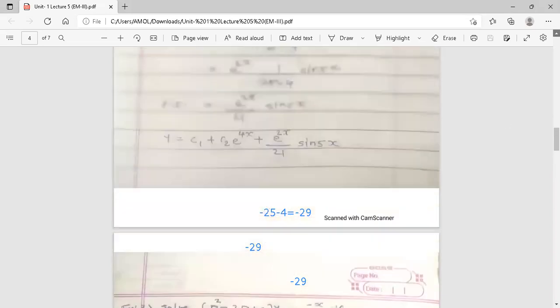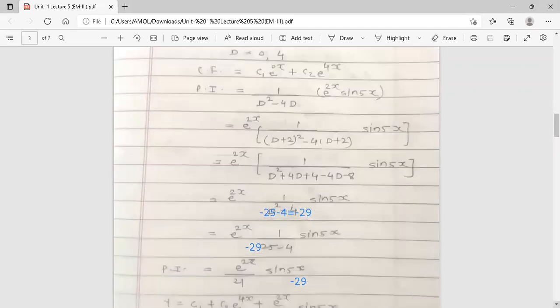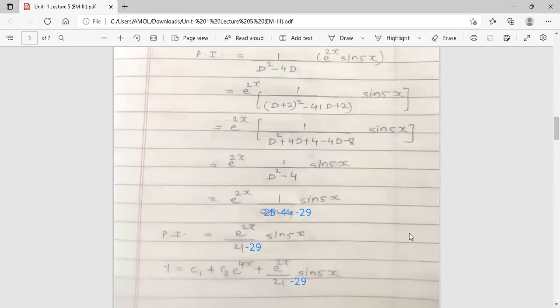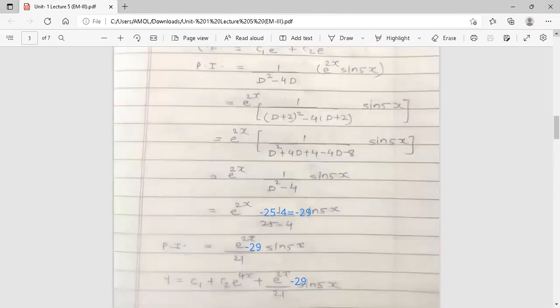Next example, you take it as homework. So this is your case 5. Case 5 is over here.